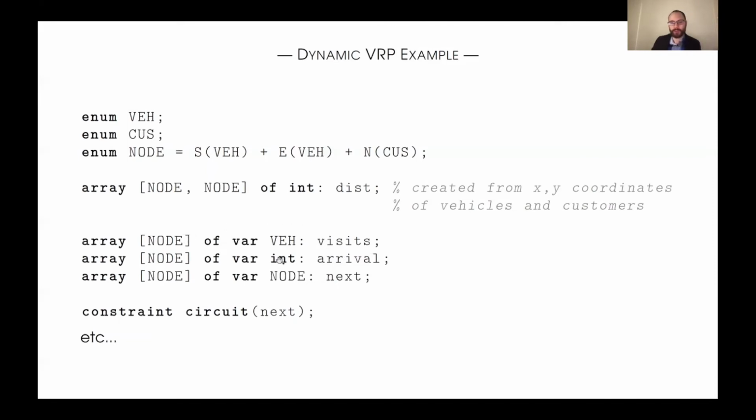What's the arrival time at that node, right? When does the vehicle arrive? What's the next node given a node? And then we can do this circuit, right? And this is the idea behind this node here.